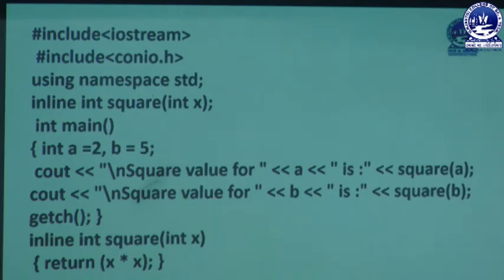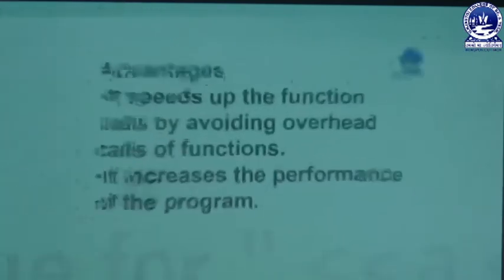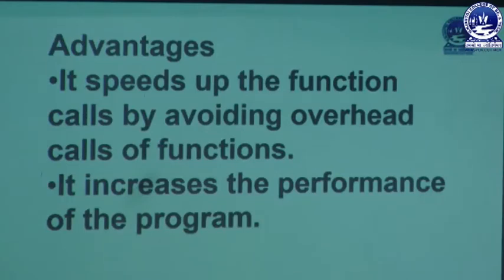When I am calling the square(a) function, it will display 2 into 2 or 2 square equal to 4, and the second time when I am calling square(b), at that time it will display 5 into 5 or 5 square, that is 25. When we are using an inline function, it is advisable that you should use void as the return type. You may use any other return type, as I have used here to show you, but you should avoid it.